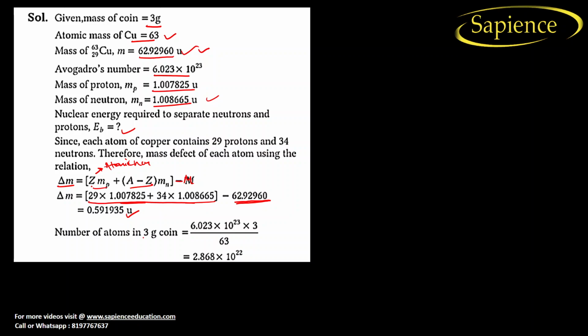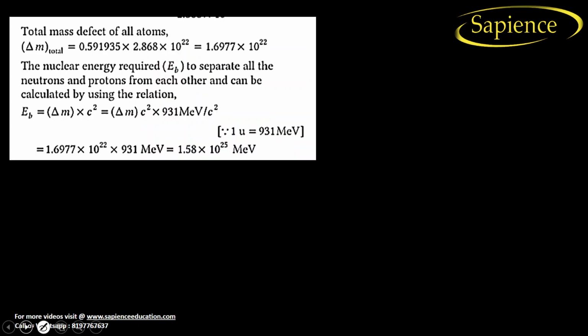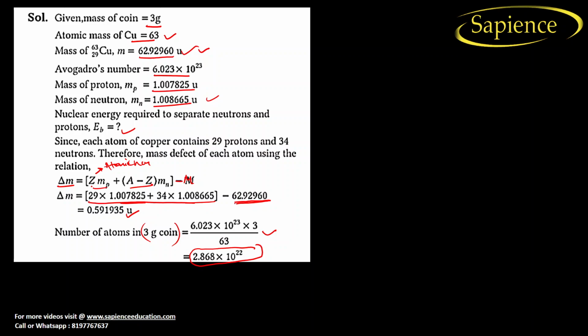Now, the number of atoms in 3 gram of a coin is how much? 6.023 into 10 power 23 into 3 divided by 63. This is just the Avogadro number, so you will get the number of atoms in 3 gram. Now, the total mass. For one atom we have this mass, so we multiply it with the number of atoms, because for one atom we have got this mass.